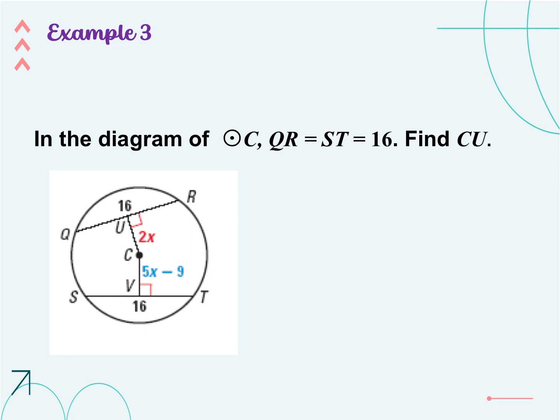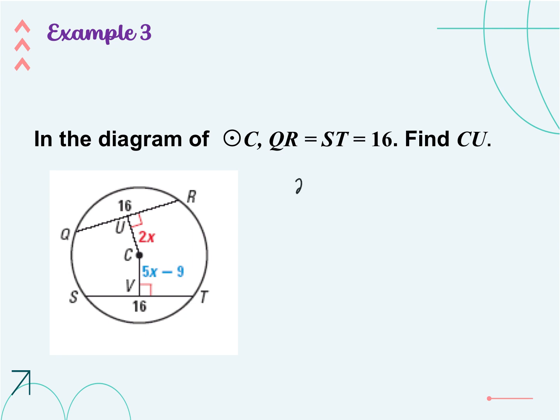So here is example 3. In the diagram, they're telling us circle C, QR is equal to SC. It's already marked with 16 and 16, and they both equal 16. They want us to find CU. Because we know those chords are congruent, we can also say that those segments right here, UC and CV, are congruent because of the equidistant chords theorem. I can't remember the number right now.